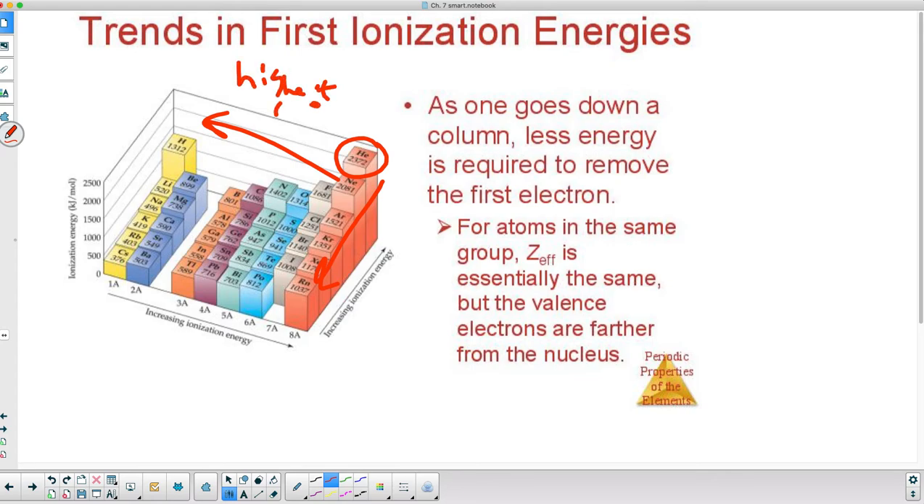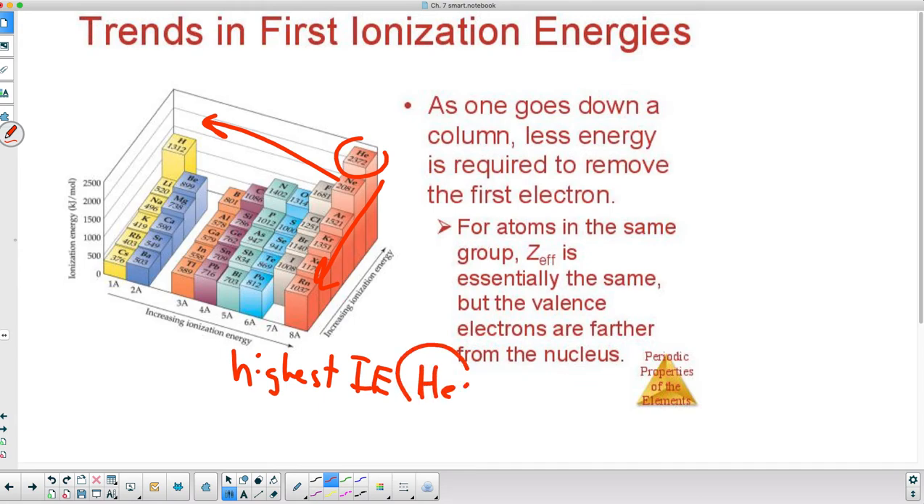When we're talking about the highest amount, the highest electronegativity, why do I keep saying that? The highest ionization energy, remember what that is. That's helium, and that will tell you what the rest of the pattern is. Okay, so the highest ionization energy is helium.